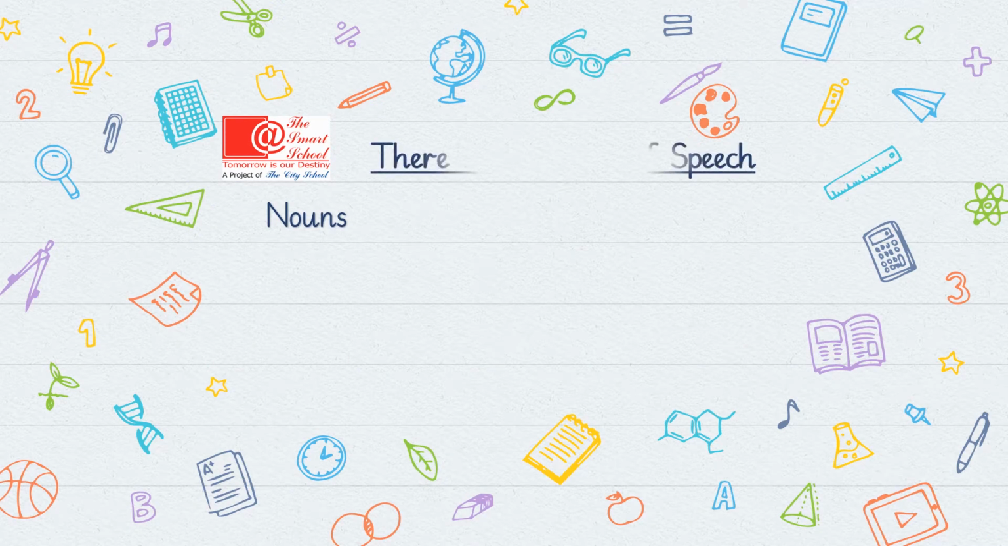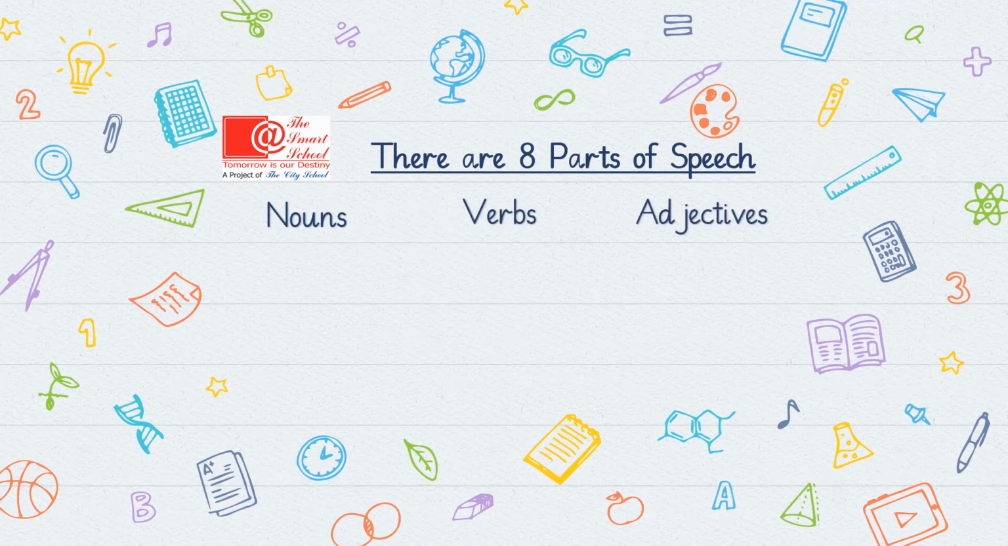Yes, there are a total of 8 major parts of speech. Nouns, which is a name of something. Verbs, which show us the action. Adjectives give us more detail about the noun. Adverbs give us more detail about the verbs. Prepositions tell us the position of the noun.